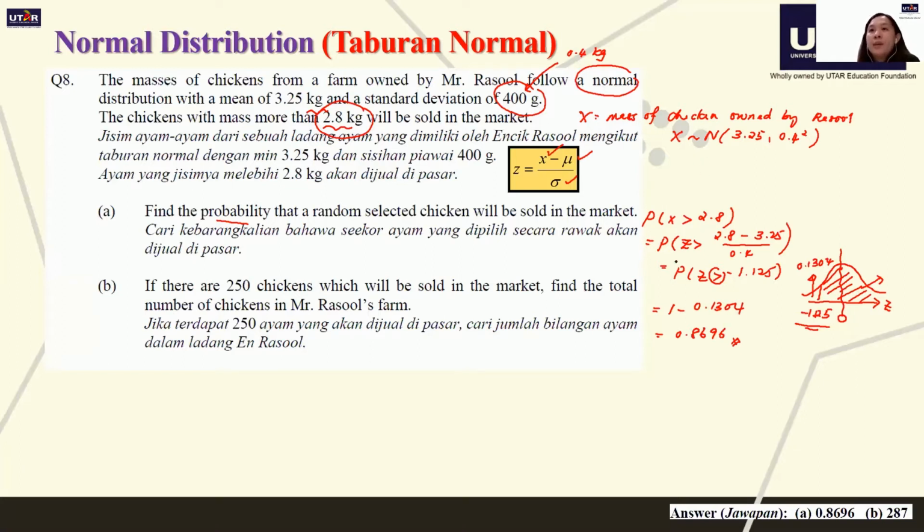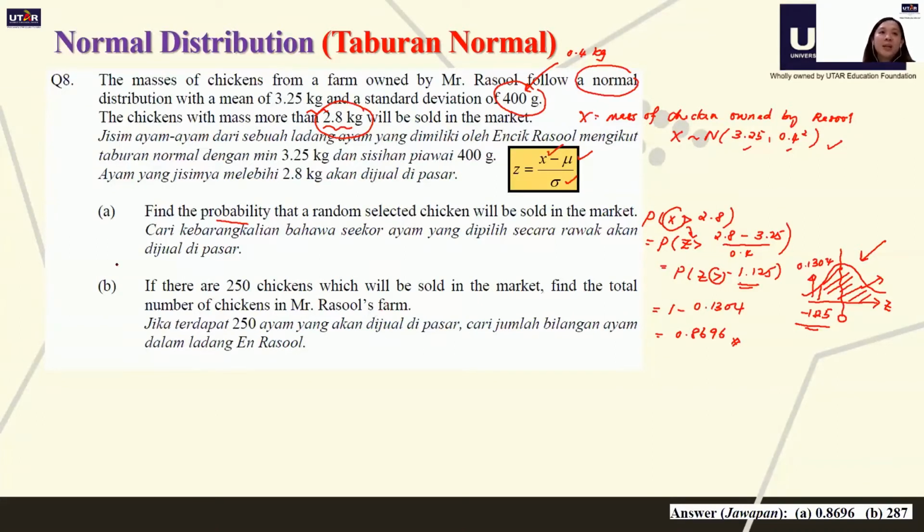Remember when you have questions like this, we always change the x into the z, by taking the value of x minus the mean over standard deviation. From there, we find the z value. We draw this graph out, refer to the table value, and solve the probability. So this is the normal practice we do. That's why it's good for you to write this down so that you know what the mean and the standard deviation are here.